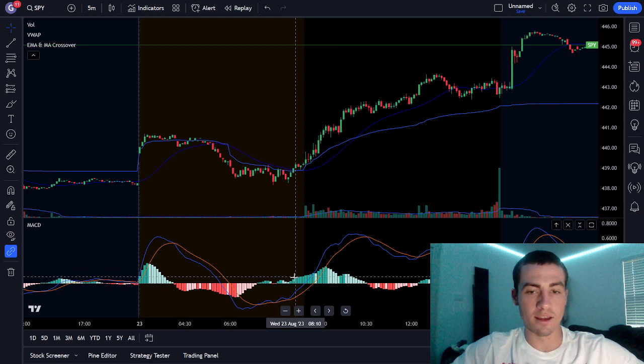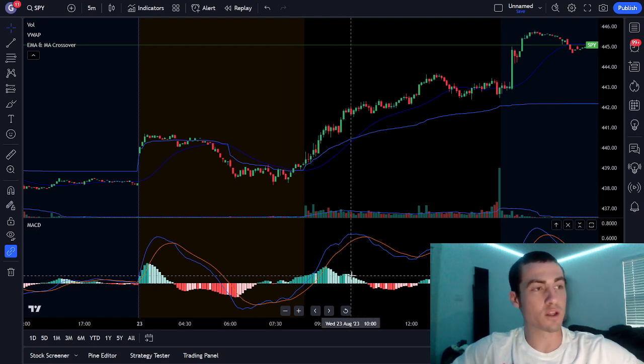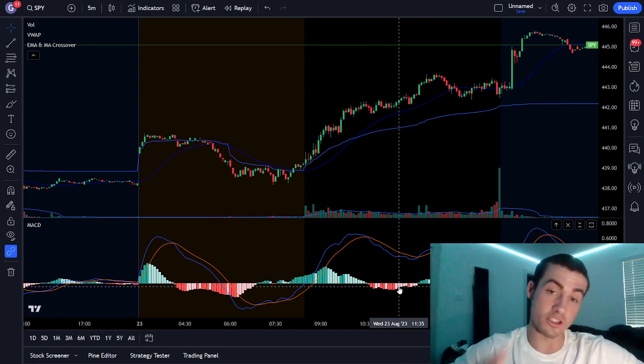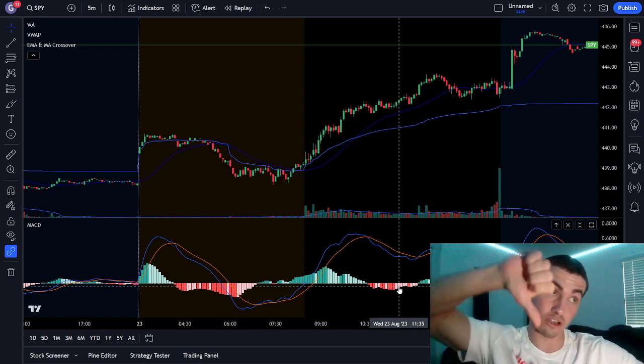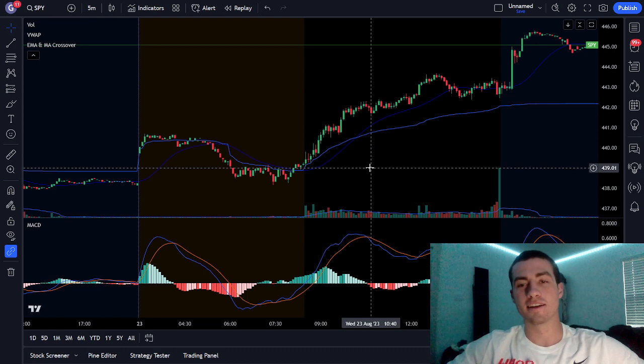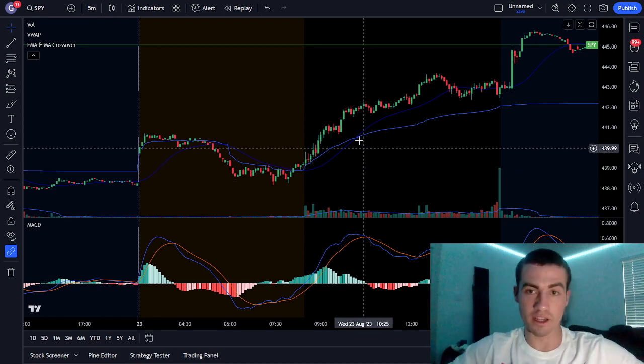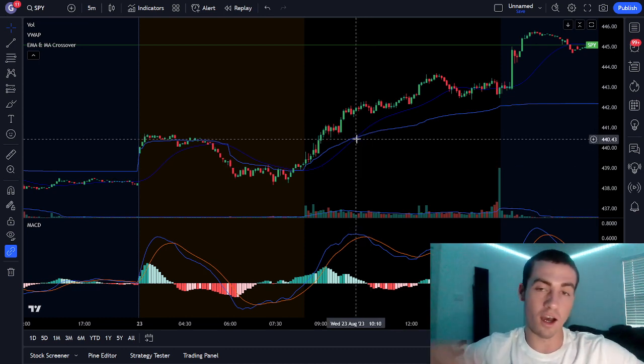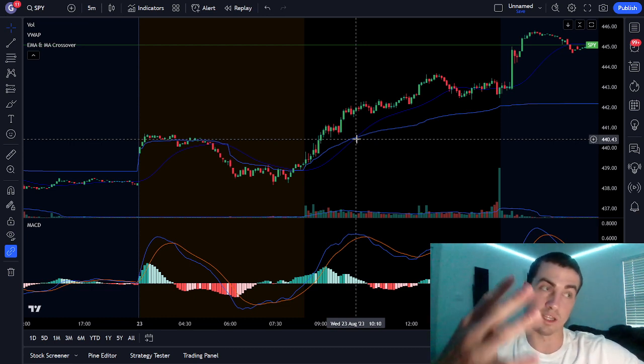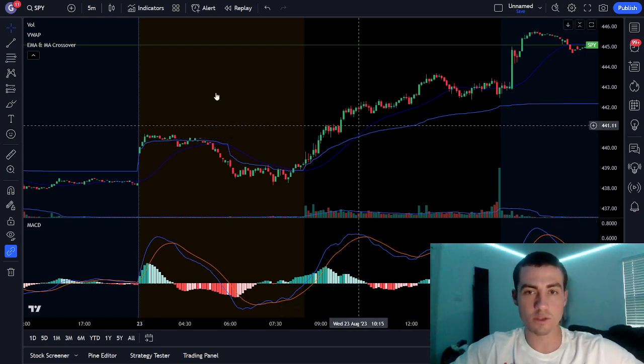is when the MACD is green, calls are good to go. When it's red, puts are good to go. Okay? So now we've got 4 criteria, right? Above EMA, above VWAP, above the MA line for volume, and green or red if you're doing puts for MACD. Okay? So we've got these 4.